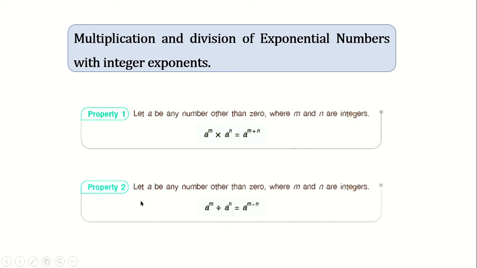Property 2, we know that when a is not 0, and m and n are integers, a to the power of m divided by a to the power of n equals a to the power of m minus n. Okay? Now, we are going to be looking at examples where we can apply both property 1 and 2 at a go. Okay? Now, let's begin right away.